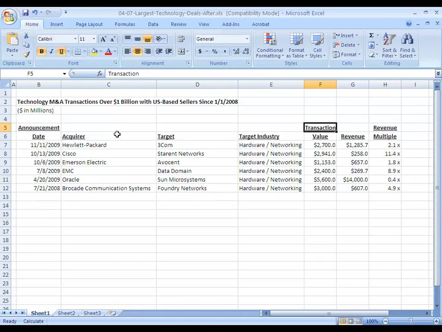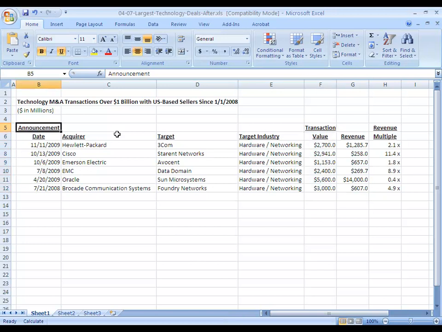As far as the metrics on the left here, the transaction value, it's not clear whether this refers to equity value or enterprise value, so we'll have to look at that in more detail as we get into the analysis. That is definitely important, and we need to look at it for these types of transactions, but we need to dig in a bit more to figure out whether this is equity value or enterprise value.